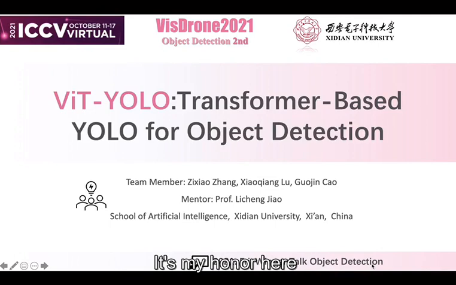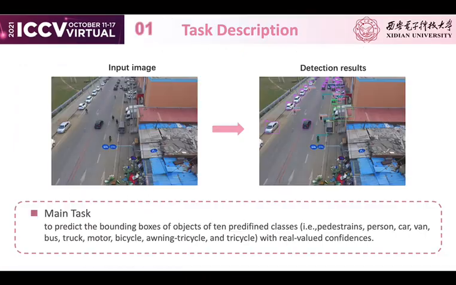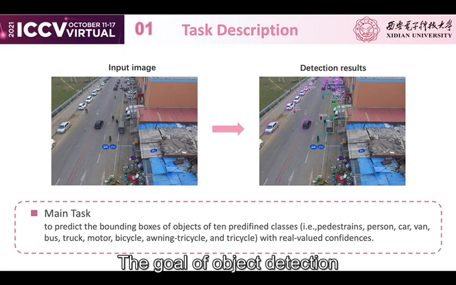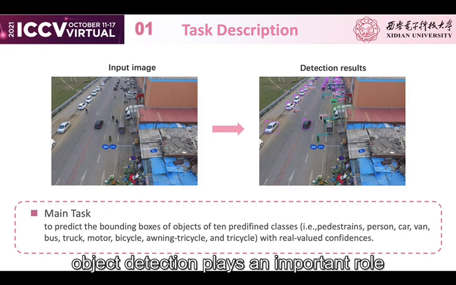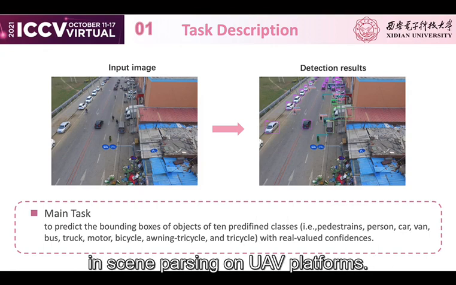It's my honor to have this opportunity to introduce a method we used during the track of object detection in VisDrone 2021. The goal of object detection is to predict a set of bounding boxes and category labels for each object of interest. Recently, automatic and effective object detection plays an important role in scene parsing on UAV platforms.